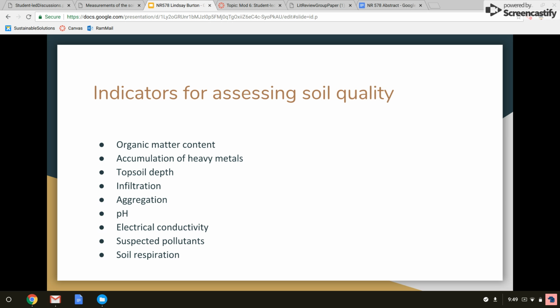Harris goes on to say some of the quantitative indicators for assessing soil quality in the microbial community. They were organic matter content, accumulation of heavy metals, topsoil depth, infiltration, aggregation, pH, electrical conductivity, suspected pollutants, and soil respiration.